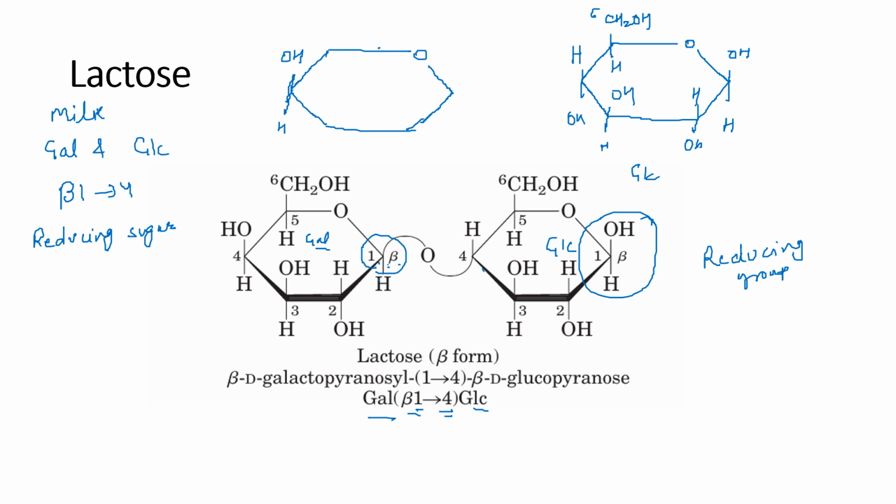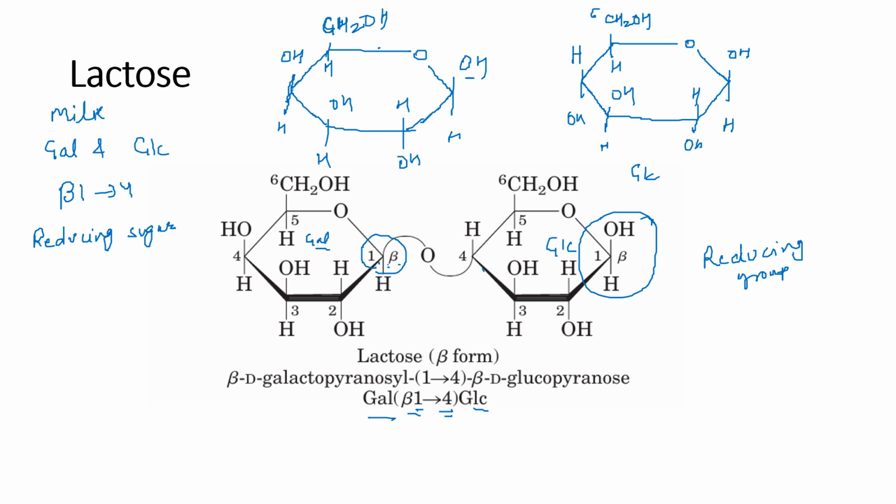So in case of galactose, this OH will be on the upper side. The rest of the structure will be the same. CH2OH, CH2OH, OH, and it is the beta form, so it will be like this. OH will be on the upper side.